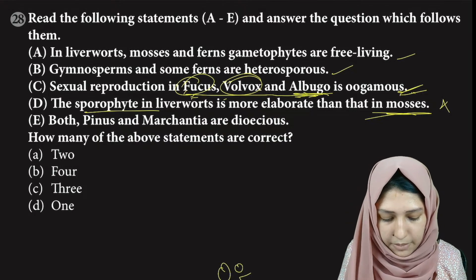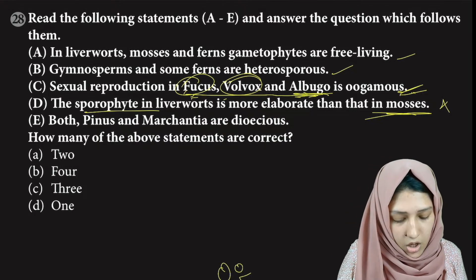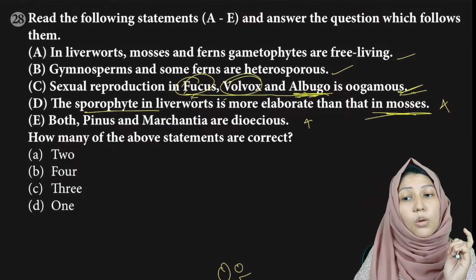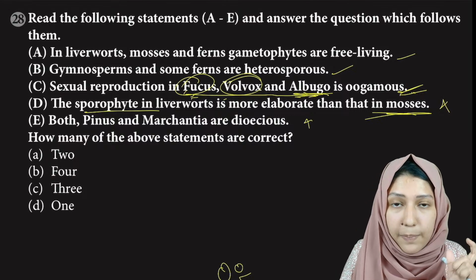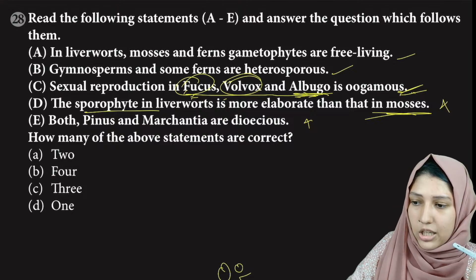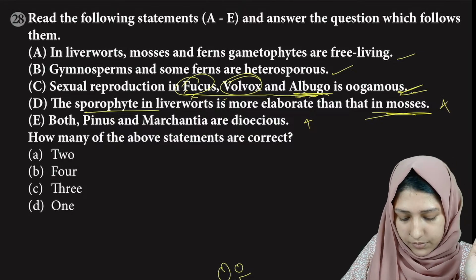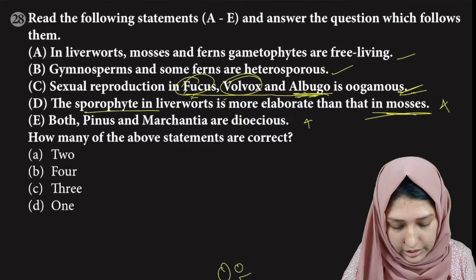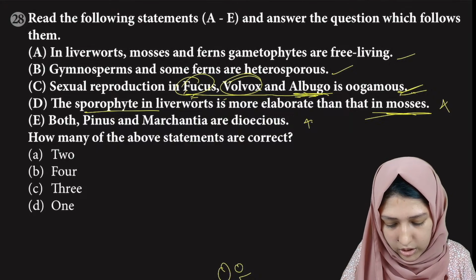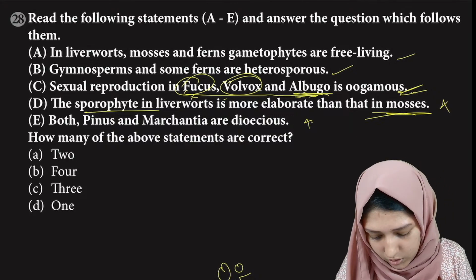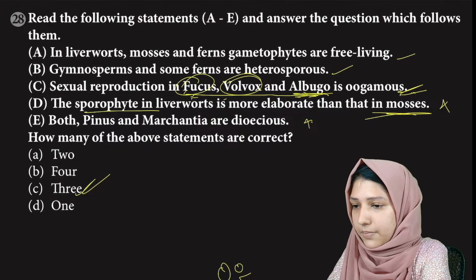Then, both Pinus and Marchantia are dioecious. No, because Pinus is monoecious. Why is Pinus monoecious? Pinus has female and male sex organs in the same plant only. So three options are right. So 3 is the right answer.